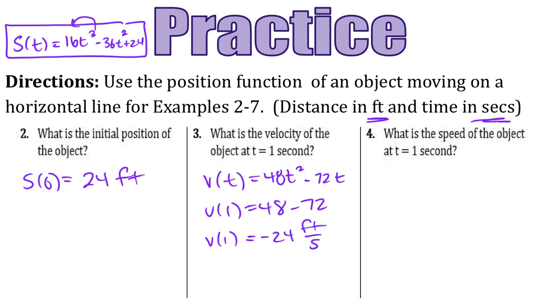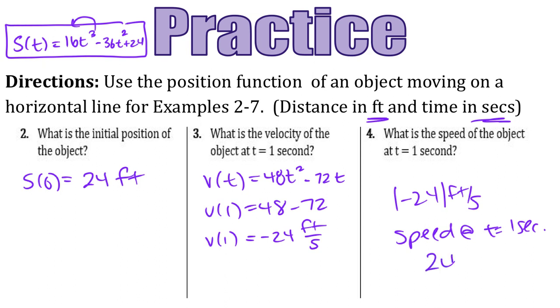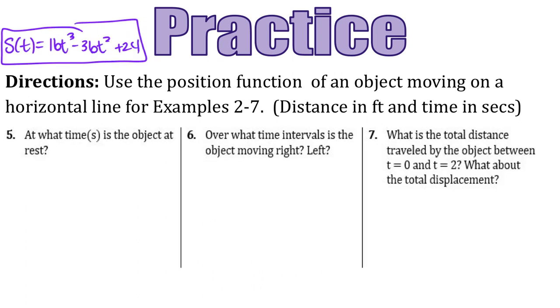second. And then number 4 is asking us for the speed, so we're just going to take the absolute value of what we just found, and the speed at 1 second is 24 feet per second. All right, we're going to use the same example to look at 3 more questions.